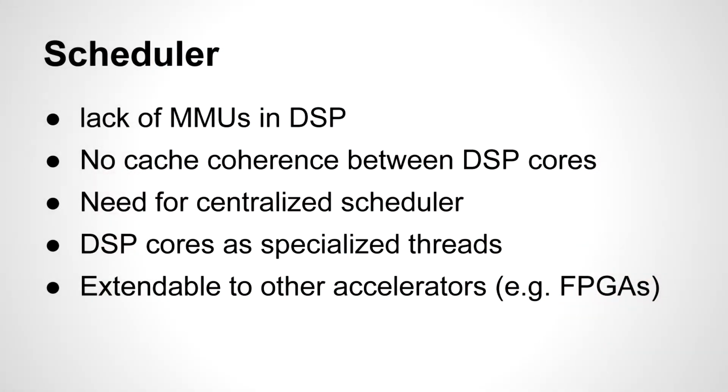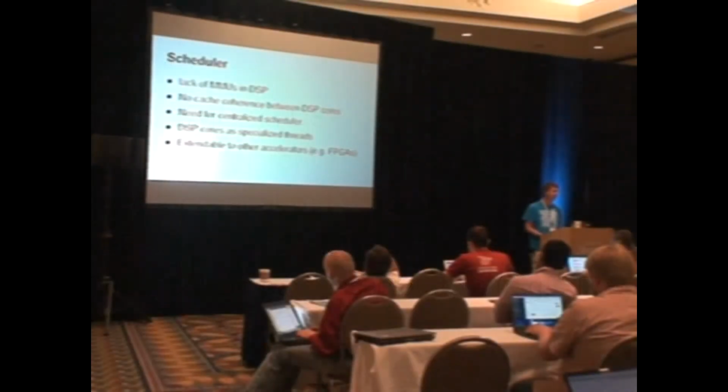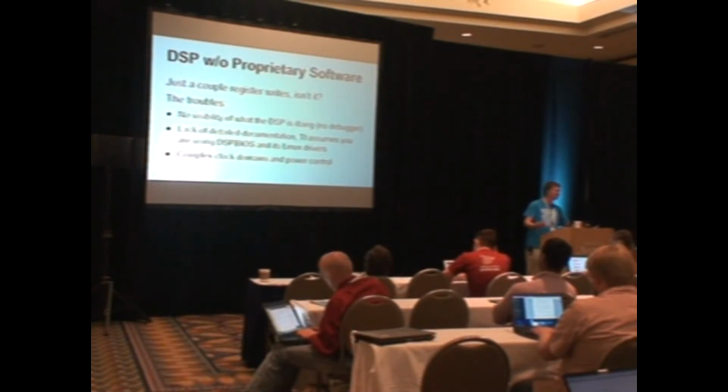The issues getting the GNU Radio scheduler going are: the DSPs don't have MMUs, so they're having to go to physical addresses. We don't have cache coherence between the cores, which means you're going to be sharing through memory. We need a centralized scheduler to basically orchestrate all the signal processing and get the orders in place. And really the key thing here is we're viewing the DSP cores as funny-looking threads from Linux, which the DSP guys may or may not like, but if it sells Keystones, what do they care?